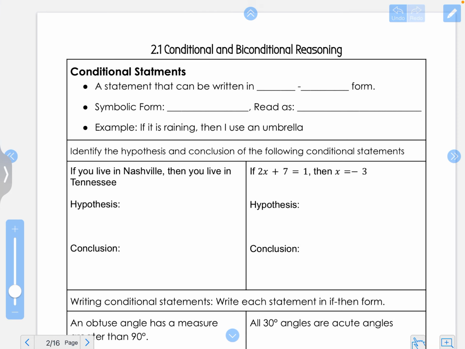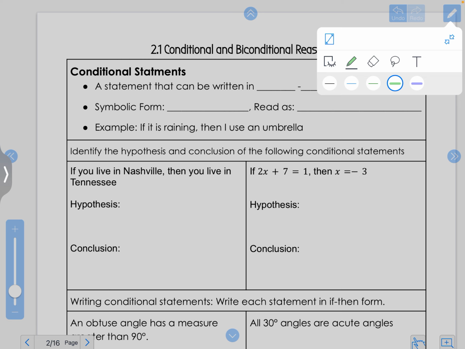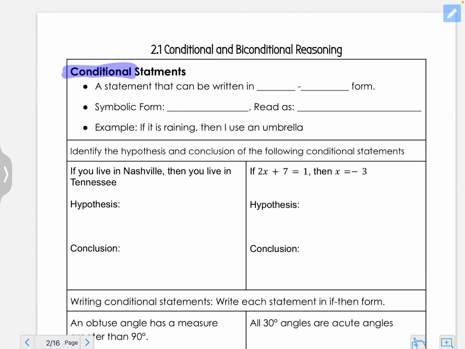Today we're going to talk about conditional and biconditional reasoning. Conditional statements are the backbone for us creating proofs in geometry. Our conditional statements are typically how our postulates and theorems are written, so it's important that we understand how these work so that we can use them in our postulates and our theorems.